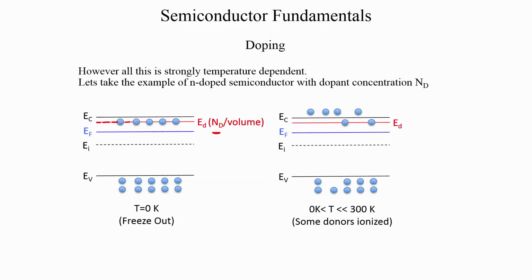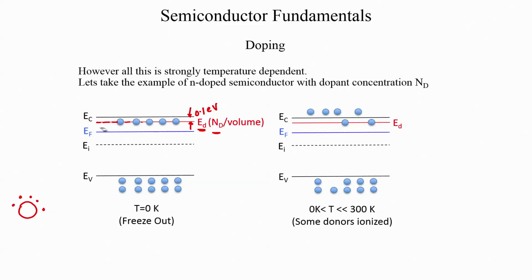And it has all created this little bunch of states at an energy level Ed, which we had found was very close to the conduction band edge, about 0.1 electron volts or less. All these donor atoms are initially neutral, they all have 5 valence electrons because we are talking about silicon, and they are all occupying these states.